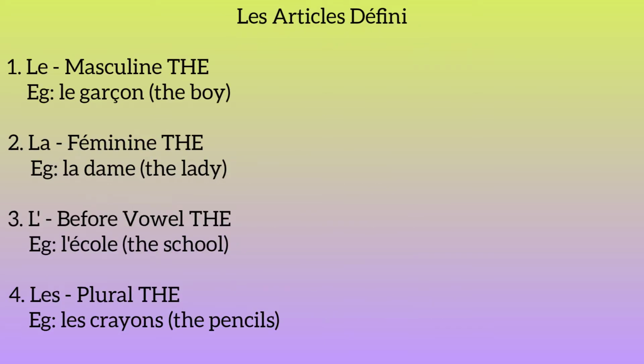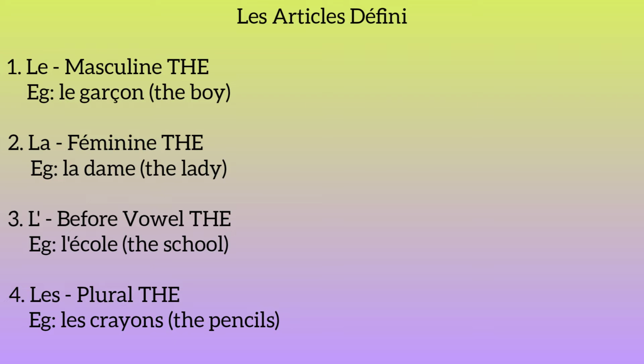Les articles définis, which means definite articles. Now, we all know what are definite articles. Am I right? Yes, the is a definite article. Now, there are 4 types of the in French according to the gender. Le, la, l'apostrophe and les. These 4 types of the are being used in 4 different cases.